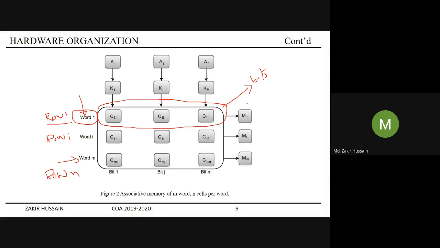Now the question is, in any row, how many bits are there? That's the question. Expecting an answer from you people. Are you people there? Anything wrong with you people? Hello?